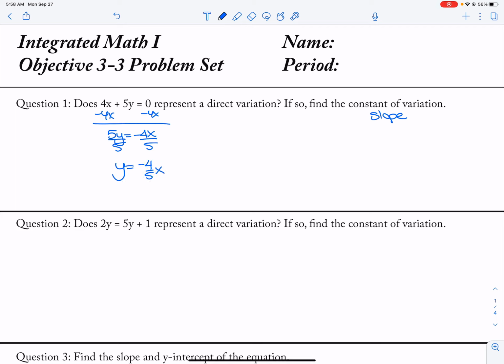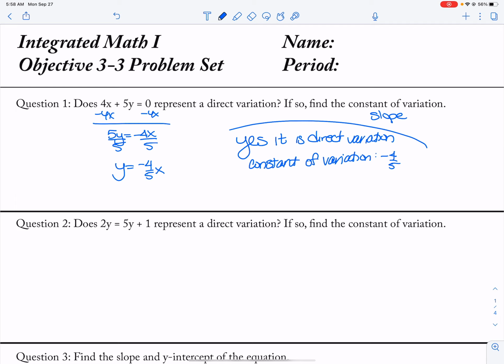There's nothing being added or subtracted to the direct variation. So yes, it is direct variation. And the constant of variation is the slope, which is the number, the coefficient in front of x. Okay?